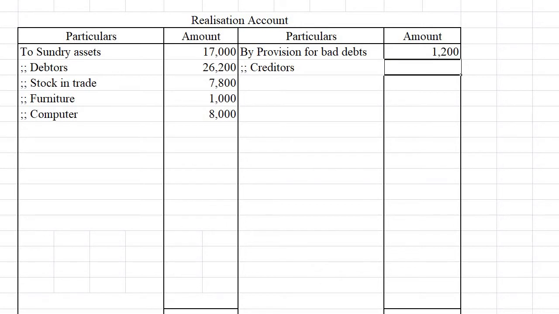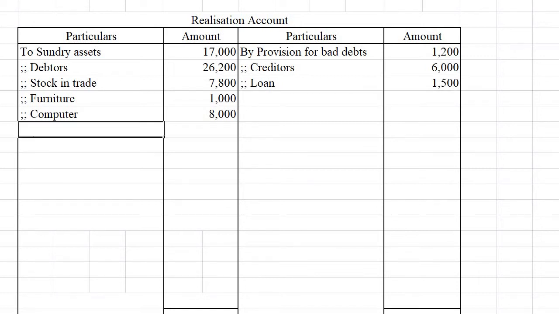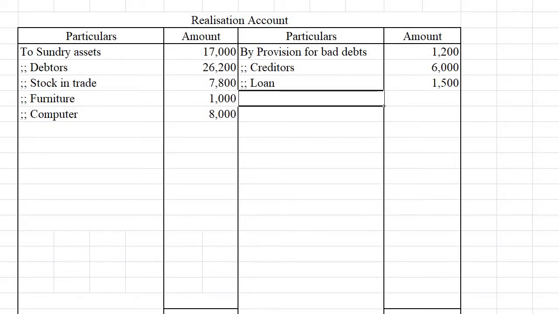Creditors 6,000 is there. Then comes loan. How much is the loan? Loan we have 1,500. Okay. So this is the situation. Now we have to write the realization of assets.